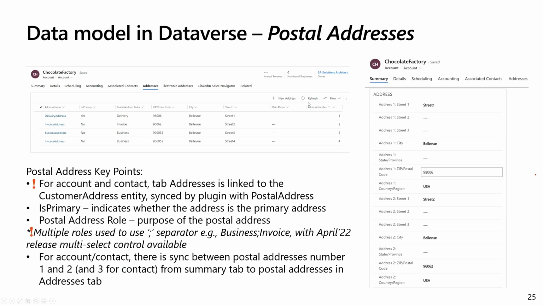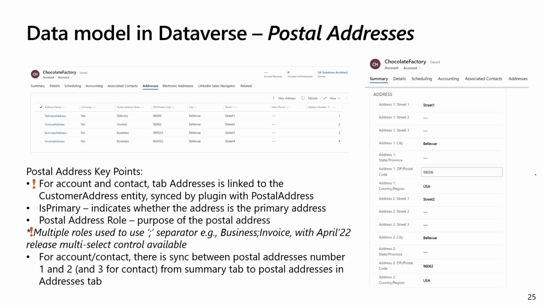In order to manage postal addresses, a new addresses tab has been introduced on the account, contact, and vendor pages. With this tab, we are able to manage and create multiple postal addresses by using a dedicated grid. The grid includes columns such as postal address roles, is primary, or address number. With the postal address roles, we are capturing the purpose of that particular postal address record. Before the April 2022 release, the role was a free text field, and the multiple roles had to be captured using the semicolon separator. This has now changed, and now the role on postal and electronic address is a multi-select control.